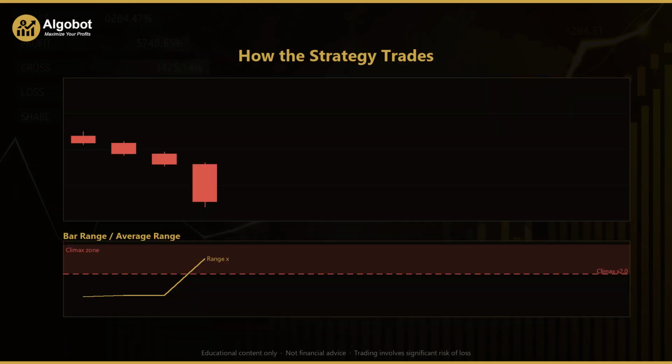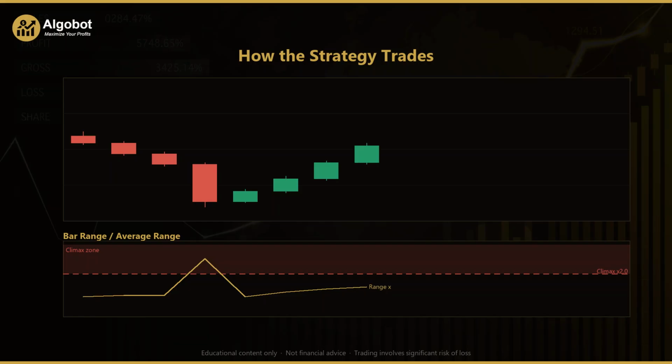Let's watch the strategy trade through this illustration. The lower panel here isn't a traditional indicator. It is the actual engine of the strategy, plotting each bar's range as a multiple of the recent average. The dashed line at 2 is our climax threshold. Watch how most candles sit well below it, while 2 bars spike dramatically above it into the red climax zone.